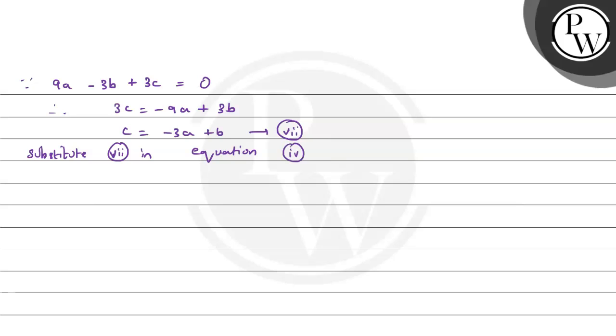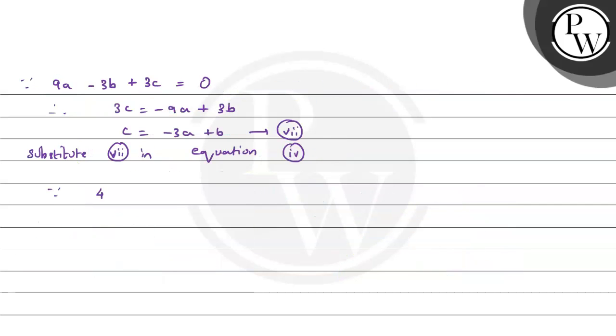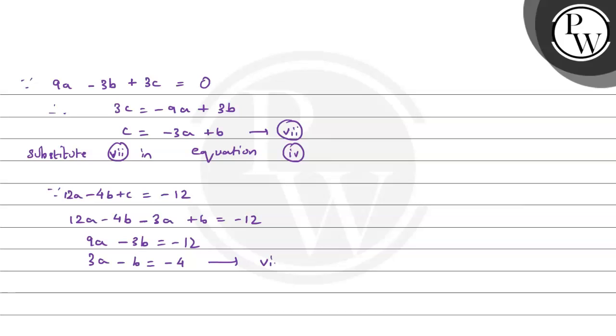So since equation 4 says we have 12a minus 4b plus c equals minus 12, let's substitute the value for c. We have 12a minus 4b minus 3a plus b equals minus 12. Simplifying, we get 9a minus 3b equals minus 12. Further simplifying, we get 3a minus b equals minus 4. Let's call this finally equation 8.